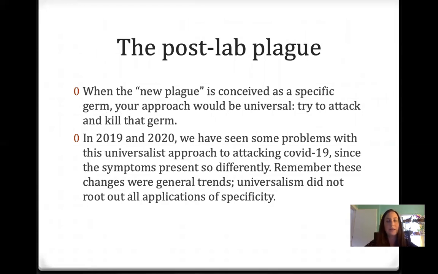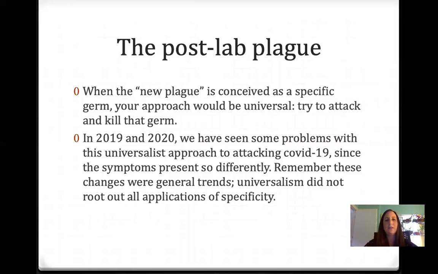When the new plague is conceived as a specific germ, your approach is universal. So instead of looking at the individual patient's symptoms and then just addressing that symptom, is their heart rate up? Do they have a fever? Do they have boils? Instead, you're going to try to kill that germ, and you're going to want to do the same thing in all of your patients. Universalism, according to Warner's terminology.